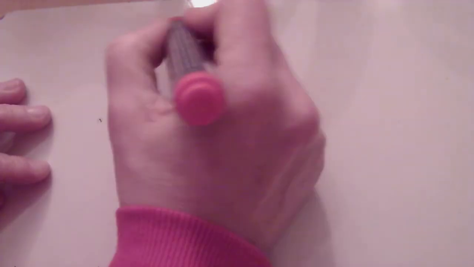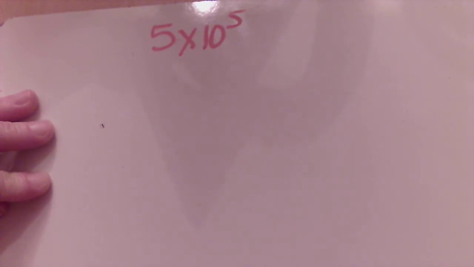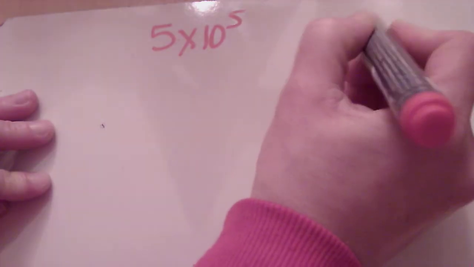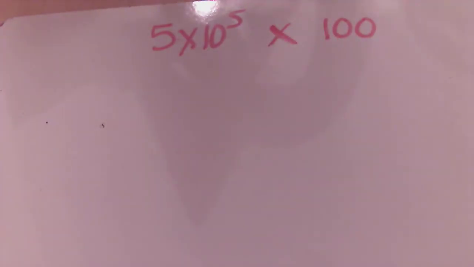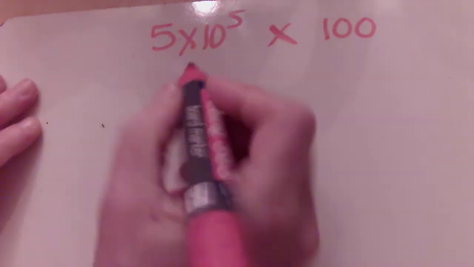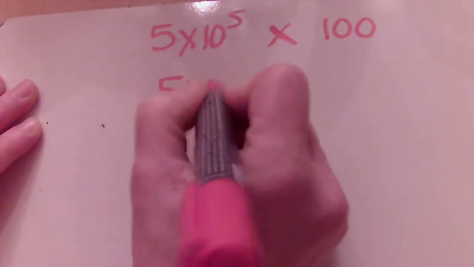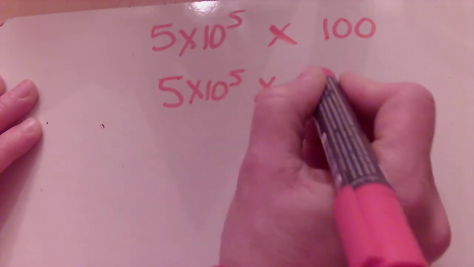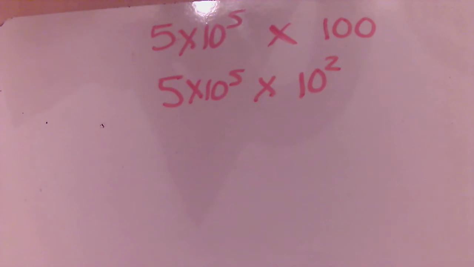One thing I want you to look at is that most people realized pretty quickly that if a case of paper had 5 times 10 to the fifth papers in it, and the school ordered 100 cases of paper, then in order to figure out the total amount of paper, you would have to multiply these two numbers together. So if you think about this in scientific notation, what you're actually doing is taking 5 times 10 to the fifth and multiplying it by 10 to the second power, because 100 is 10 to the second power.